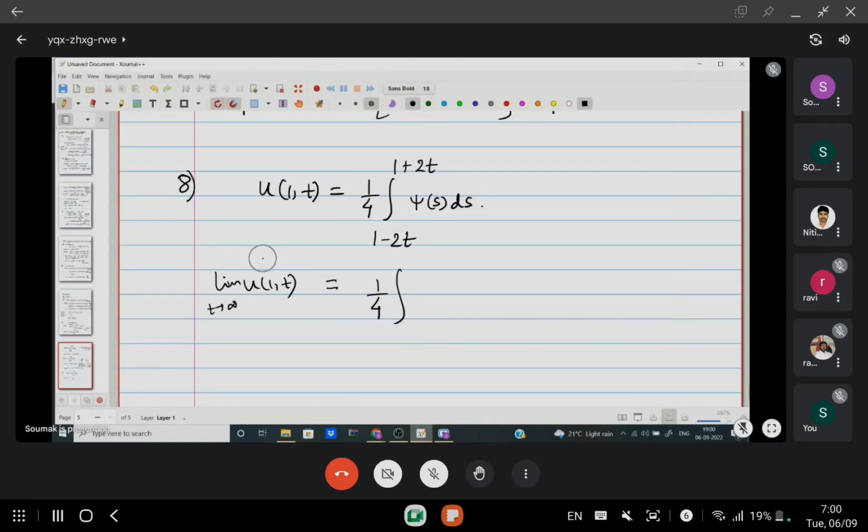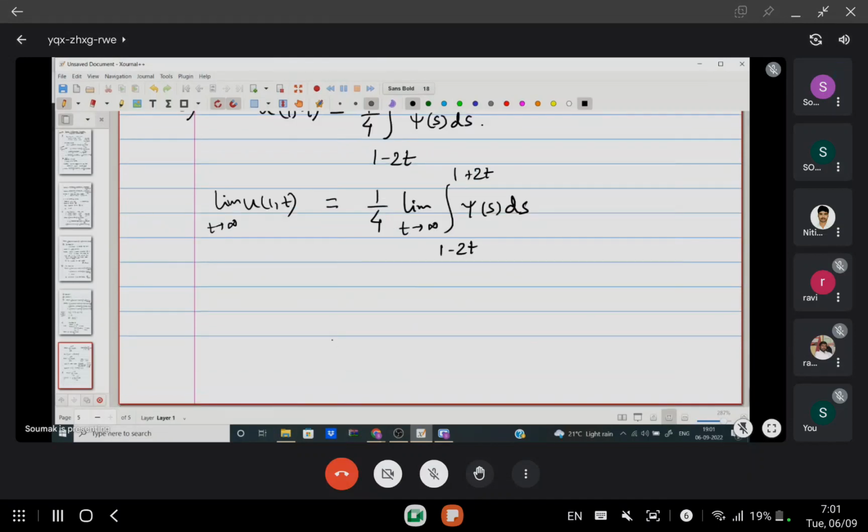So here I will take the limit. So what is the limit as t tends to infinity of this thing? Tell me. The integral from 1 minus 2t to 1 plus 2t of psi. Psi is independent of t. So can you tell me what is this limit? I will write the integral as it is, because psi is independent of t.